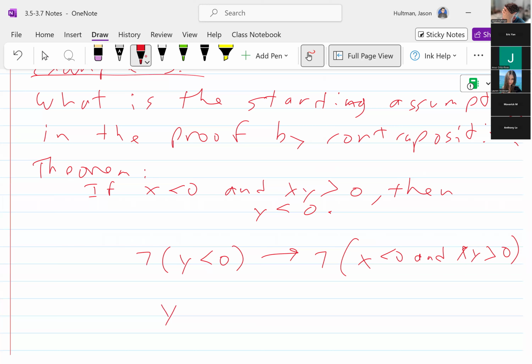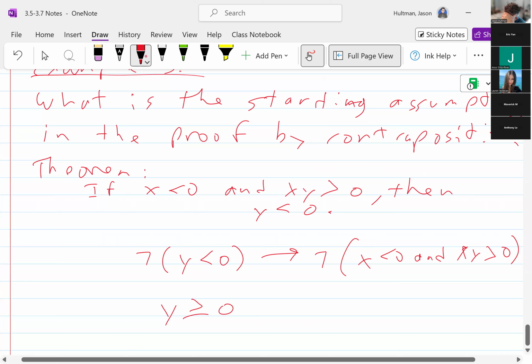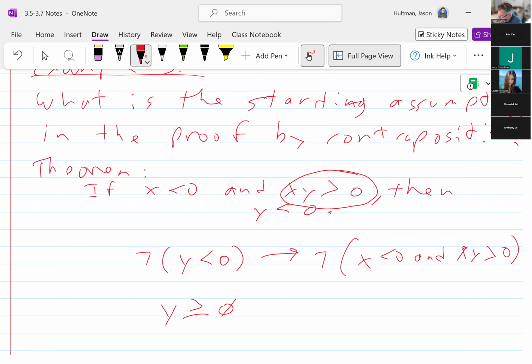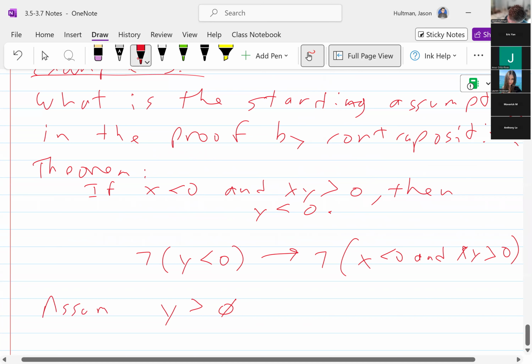Could it equal 0? I don't think so because we're saying that the product, I think then in this case the negation would normally be greater than or equal to 0, but we have to test whether or not 0 could even be a case. Otherwise, you would get it equal to zero, and it's not allowing us to be equal. So I think we're going to have strict inequalities on this one. So it's going to be y is greater than zero. We would assume y is greater than zero. That would be my starting assumption.